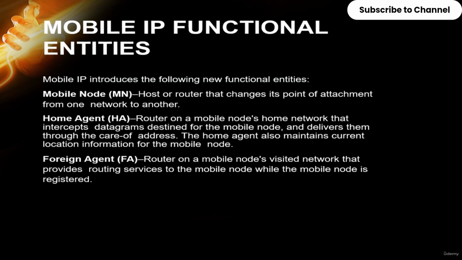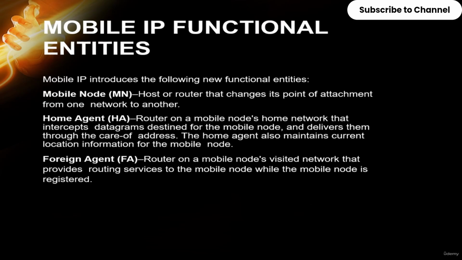The next one is the home agent. The home agent is the router which we saw in the previous diagram. It is a router or a node on a home network which takes the datagrams of the current mobile node and delivers them to the foreign network, or we can say to the care of address. It just transfers to the care of address through the home agent. Then the foreign agent is another router.